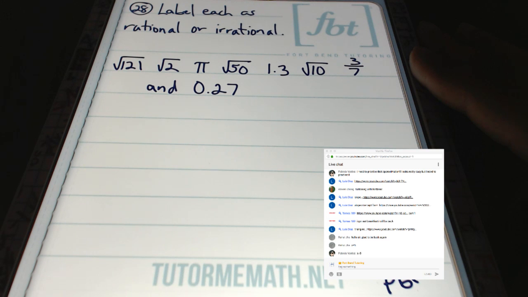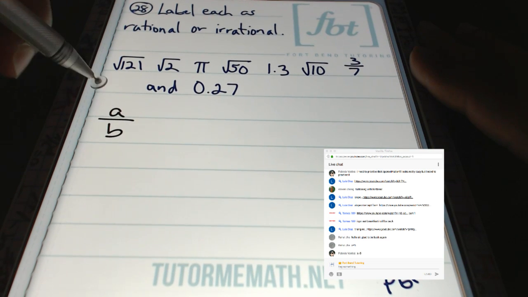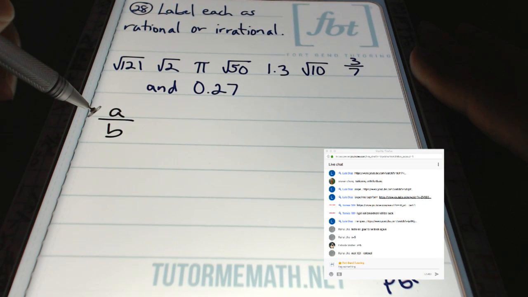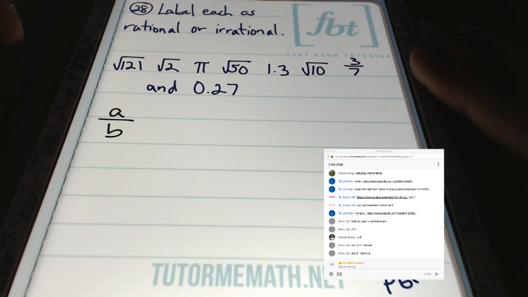So this is problem number 28. And in problem 28, it says to label each as a rational or irrational number. As far as rational and irrational numbers are concerned, you have a rational number anytime you can put it in the form of A divided by B, where A and B are integers. Anytime you can rewrite the number as the ratio or quotient of two integers, then you have a rational number. And if you can't, you have what is called an irrational number.